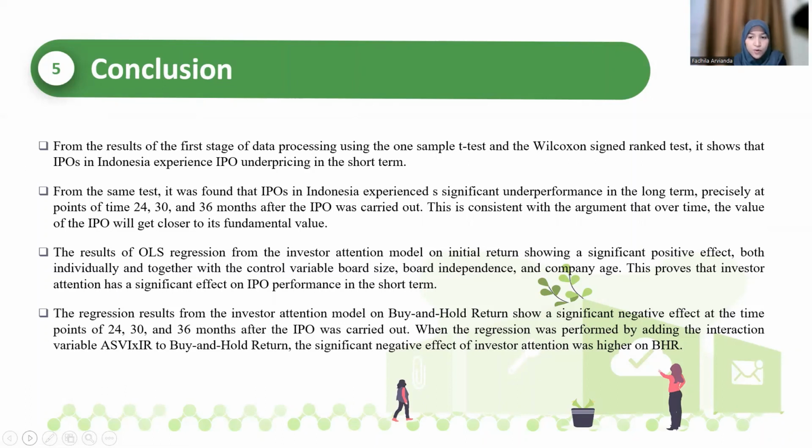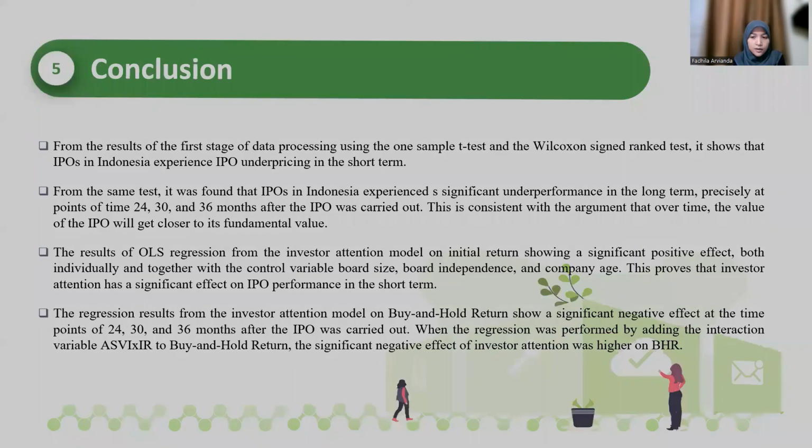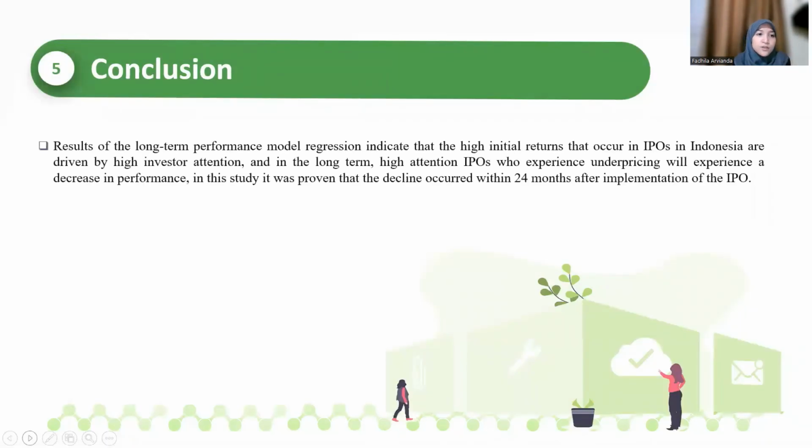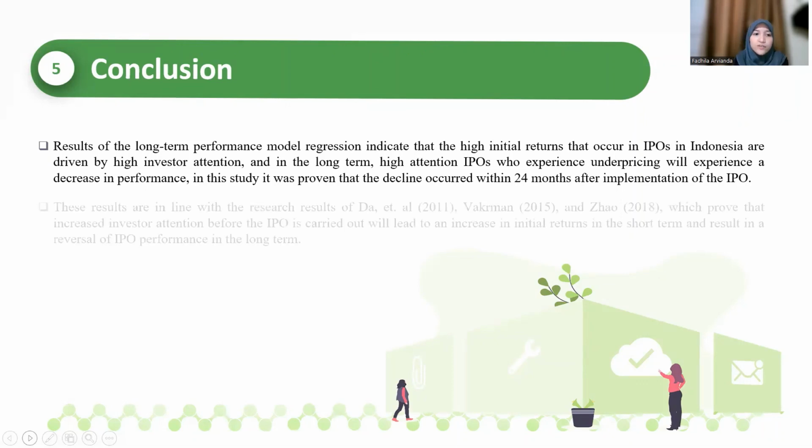When the regression was performed by adding the interaction variable, the significant negative effect of investor attention was higher on buy and hold return. So the results of the long-term performance model regression indicate that the high initial returns that occur in IPOs in Indonesia are driven by high investor attention, and in the long term, high attention IPOs that experience underpricing will experience a decrease in performance. In this study, it was proven that the decline occurred within 24 months after implementation of the IPO.